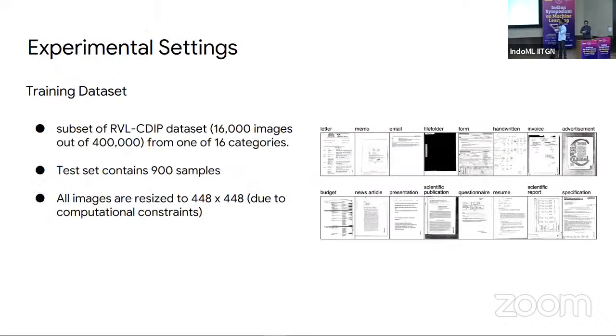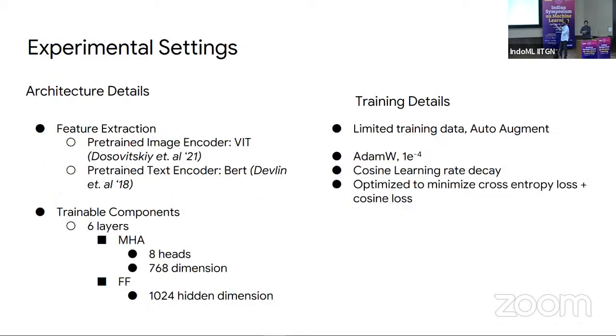So this is our training data set. This is already discussed. We'll skip this slide. These are our experimental settings. Most notably, our feature extraction pipeline uses a pre-trained image encoder, which is a ViT, and our pre-trained text encoder is a BERT. Since we have very limited training data, we use a strategy called auto-augment. It's basically a learnable augmentation strategy on the images, which identifies the best policy. And we optimize both cross entropy and an additional loss called cosine loss.